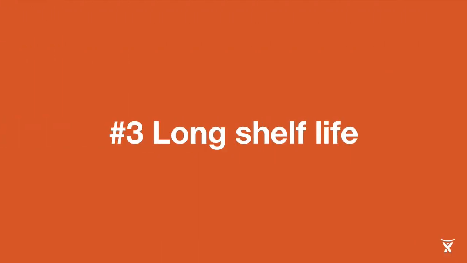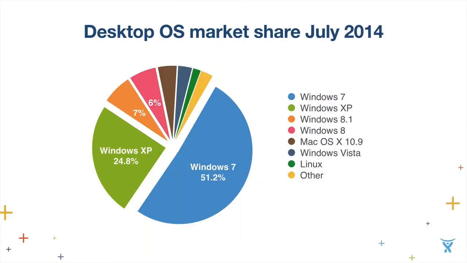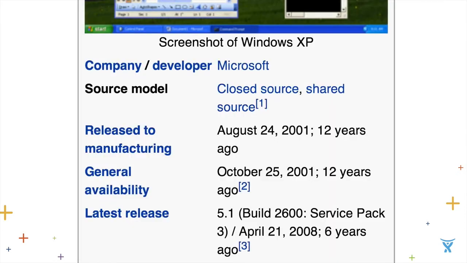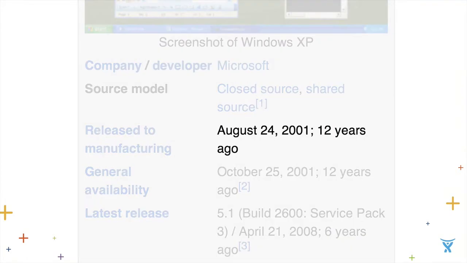The third challenge I'm going to talk about is a long shelf life. So what do I mean by this? This is desktop operating system market share just a couple of months ago. You can see Windows 7's got 51% of the market. Windows XP, what the hell is that doing there? 25% of the market still use Windows XP. Windows XP was released 12 years ago in 2001, and if you look down the bottom there, the last Service Pack 3 was 6 years ago. How is 25% of the world still using this thing that was built 12 years ago?